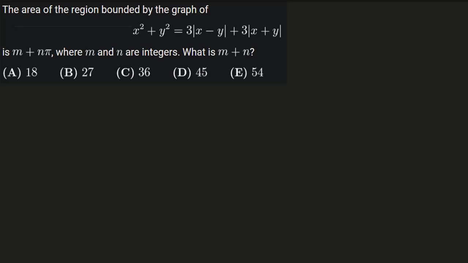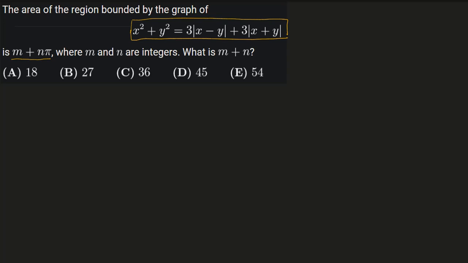Let's look at this problem. We have a curve, this curve, and the question is about the area that is bounded by this curve, and we want that to be expressed in this format: m plus n pi, where n and m are integers, and it's asking about m plus n.